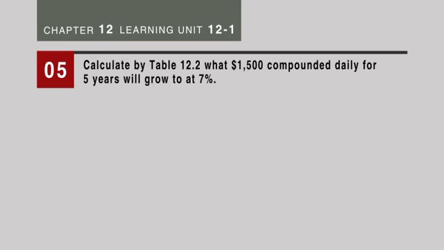For number 5, we're going to calculate using table 12.2 what $1,500 compounded daily for 5 years will grow to at 7%. So we're going to look up under the 7% for 5 years, we're going to get 1.4190, multiply that by 1,500, and you'll get $2,128.50.